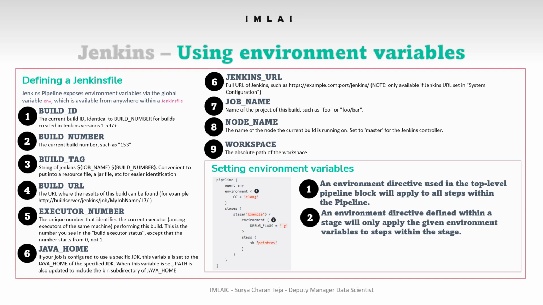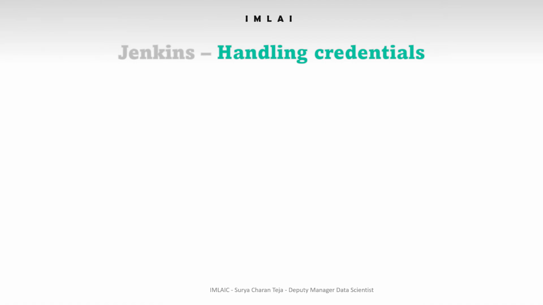Now let's look into a few more examples. The next thing to be discussed is handling credentials, how to handle the credentials. We will take an example of AWS for this. Credentials configured in Jenkins can be handled in pipelines for immediate use.